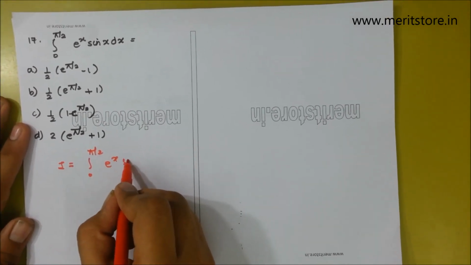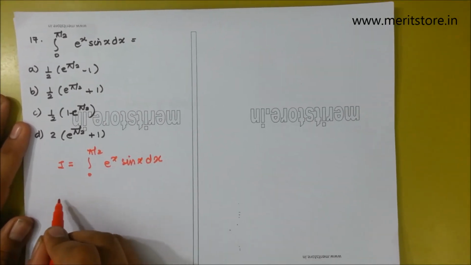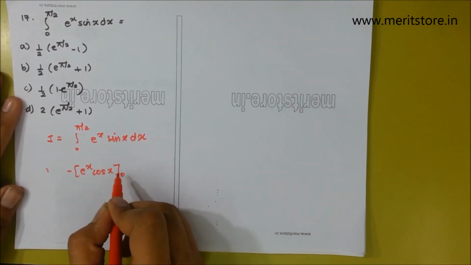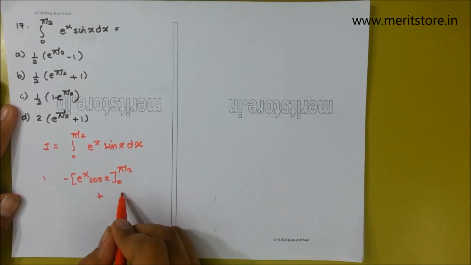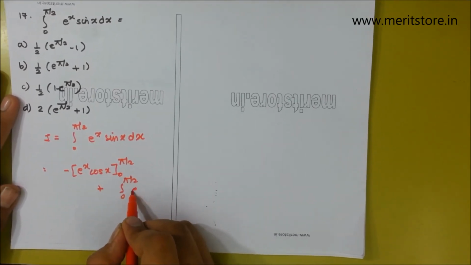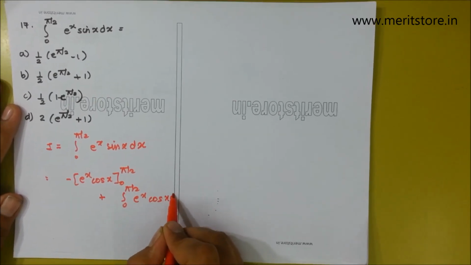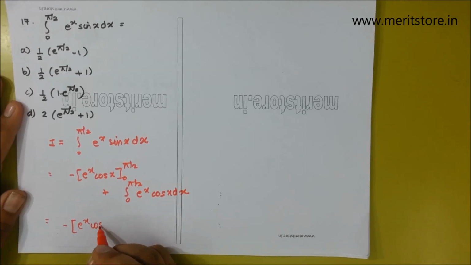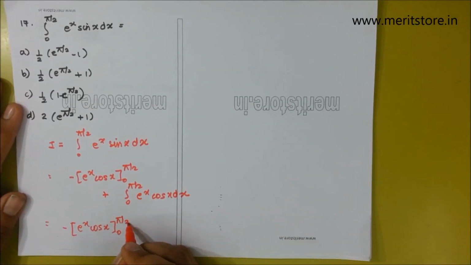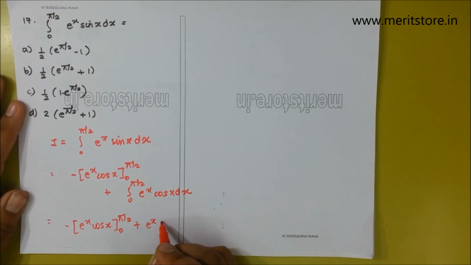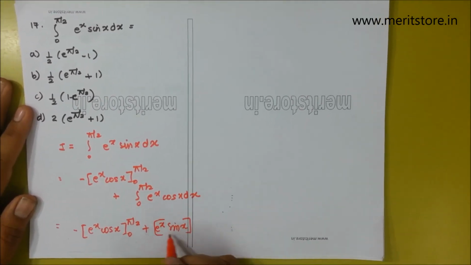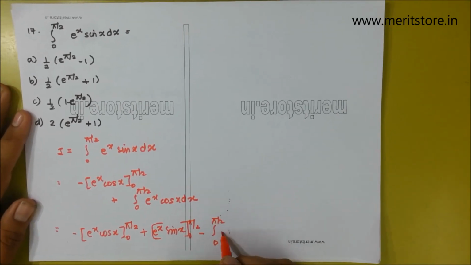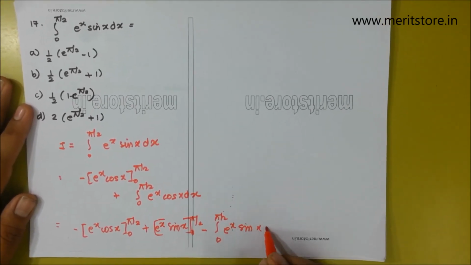of e raised to x sin x dx, which we get as minus e raised to x cos x from 0 to pi by 2 plus integral of 0 to pi by 2 e raised to x cos x dx, which gives us minus of e raised to x cos x from 0 to pi by 2, same to same, plus e raised to x sin x from 0 to pi by 2 minus integral of 0 to pi by 2 of e raised to x sin x dx.